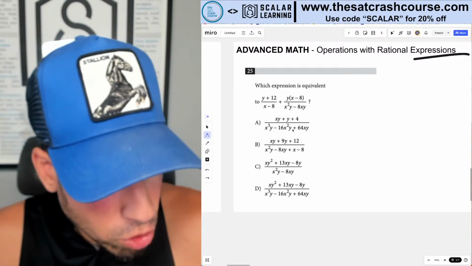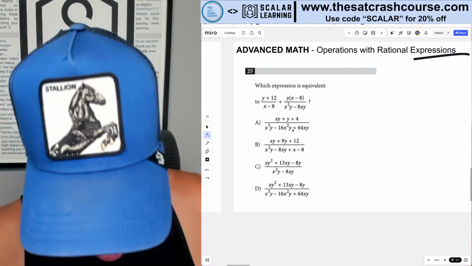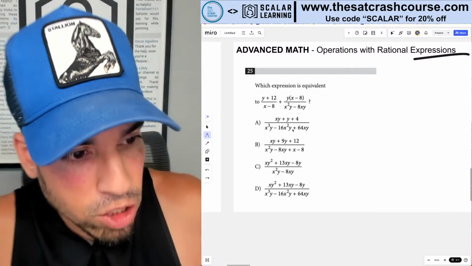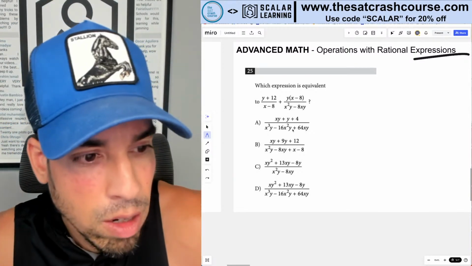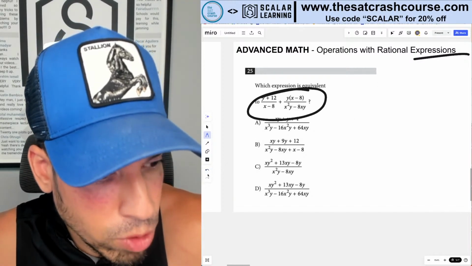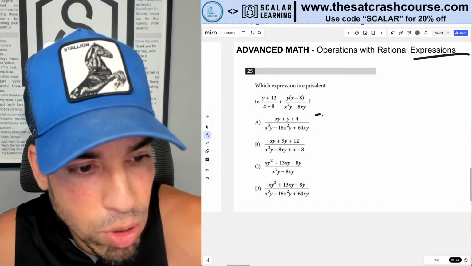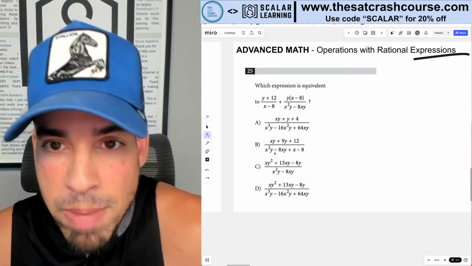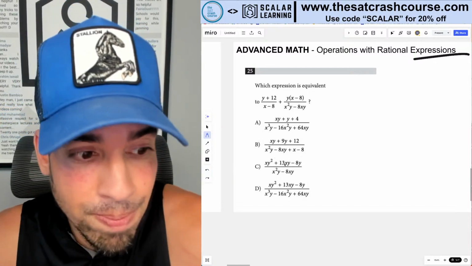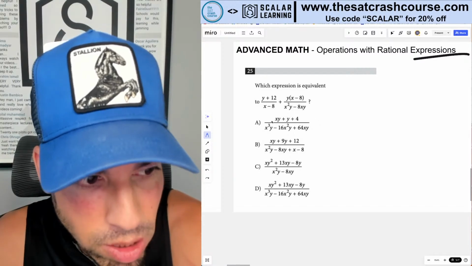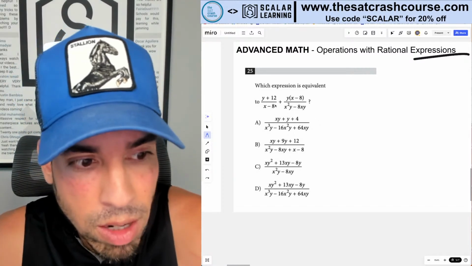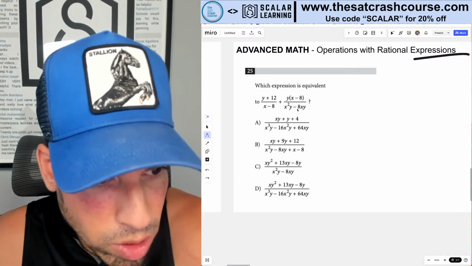I'm also going to show you how you can do this in Desmos. When we talk about equivalent expressions, you can basically put in this top one and it'll give you a graph. And then you can put in all four of these and see which one matches up. Now, obviously, this will take a while, so it's not my favorite option because there's so much to type out. But you can do it that way. All right, I'm going to go the straight up algebraic route instead.